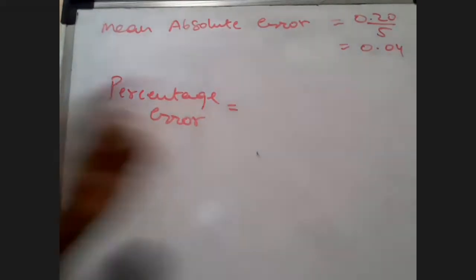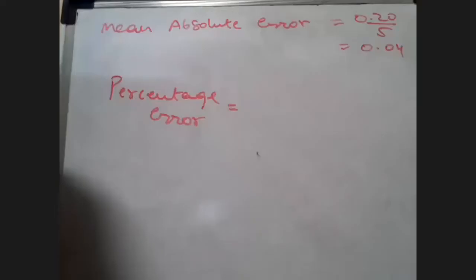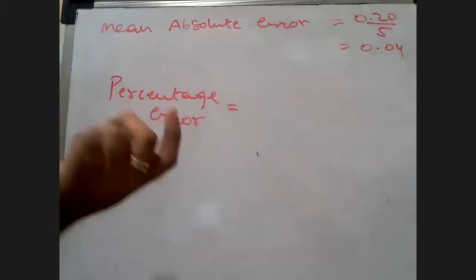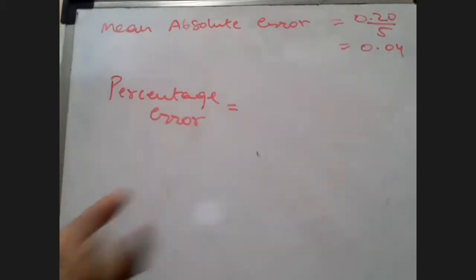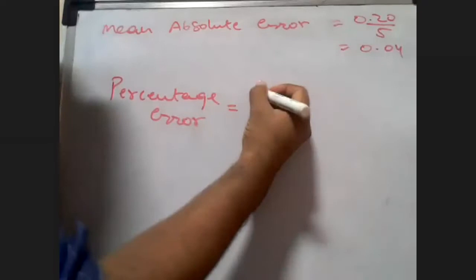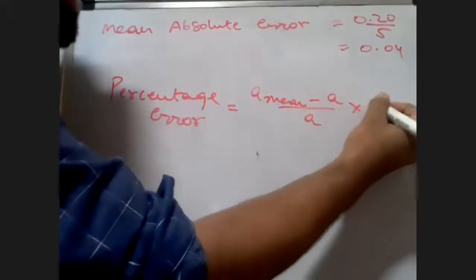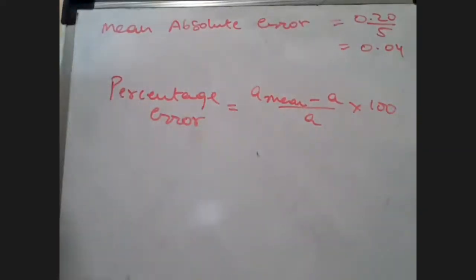What is relative error? Tell me the formula, all of you. What is the formula of relative error? Error by mean, the fractional error: absolute error upon most probable value, isn't it? Percentage error was relative error into 100, that is (A mean minus A) upon A into 100. So now, what was my percentage error?